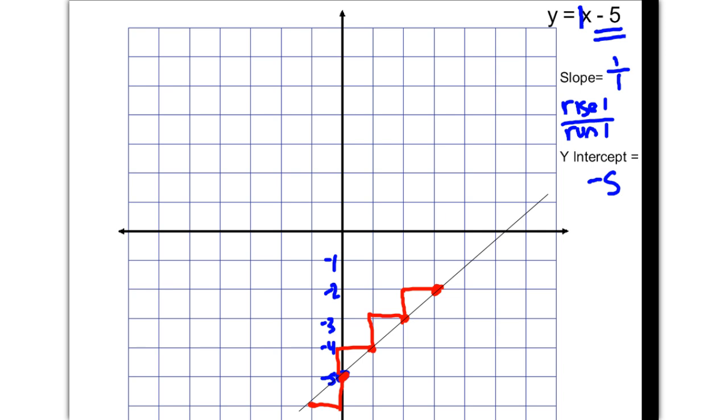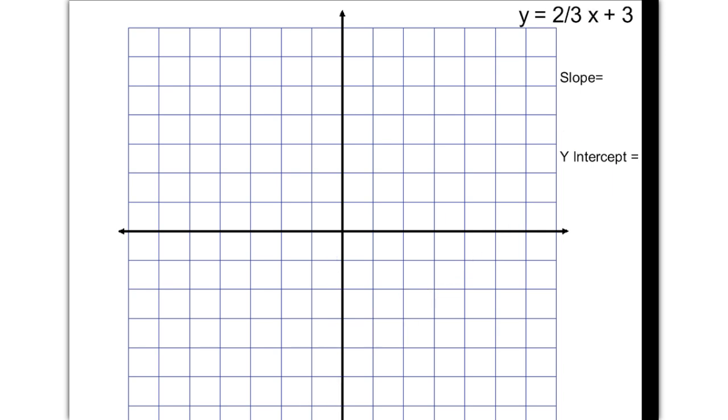Okay. And the next one. Our equation is 2/3 x plus 3. So our slope is 2/3, and our y-intercept is 3. So we plot our y-intercept of 3 on the y-axis, and our slope is 2/3. So the rise is 2, and the run is positive 3. So we're going to go up 2 from this point, 1, 2, and then run 3 in the positive direction. So there we go, up 2 and over 3.